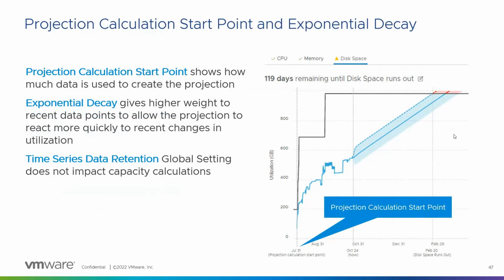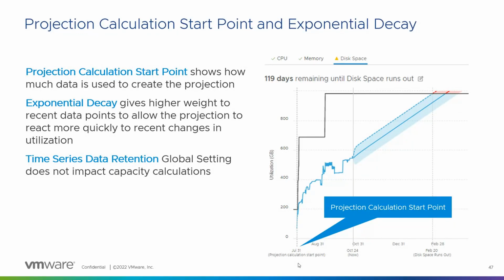Okay, so another question that we get a lot is about the projection. What goes into the projection? How much historical data is actually used by this projection? The short answer is all of the historical data has an impact on the projection. If you want to see that, you can go in the UI and look for this line over here, the projection calculation start point. When you see that vertical line, that tells you where the projections start.